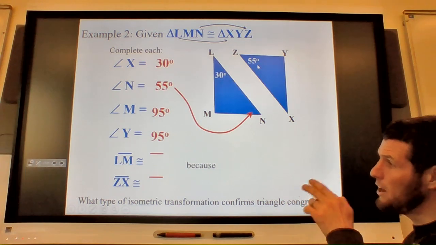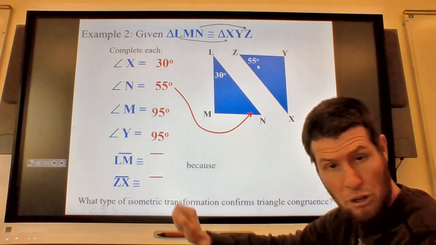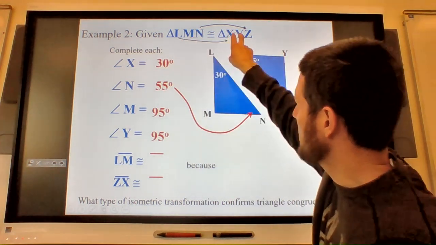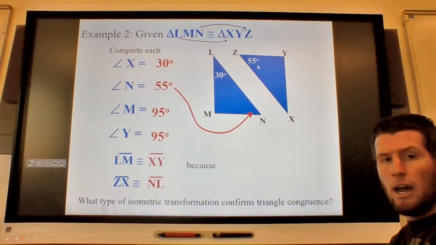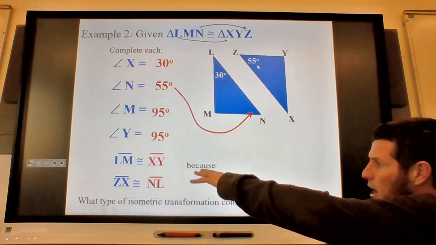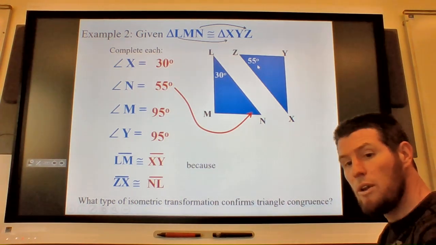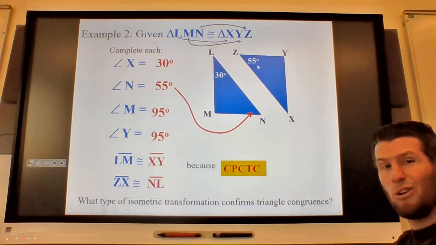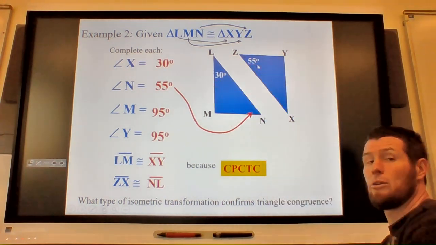Now, the other ones, you can't find the side lengths, but you can say what LM is congruent to. So LM, if you're careful by letter order, should be the same as XY. That's a pretty easy matchup. And the same thing with ZX, congruent to NL. And I have a because on here. If this was in a proof, your reason would be because those are the corresponding parts, because of CPCTC. Those are the ones that match up based on letter order up there.